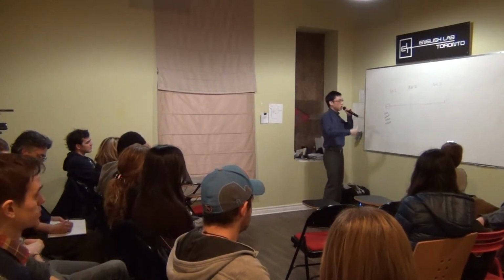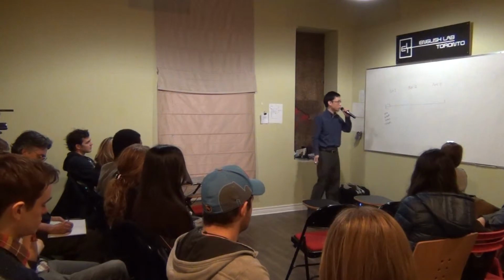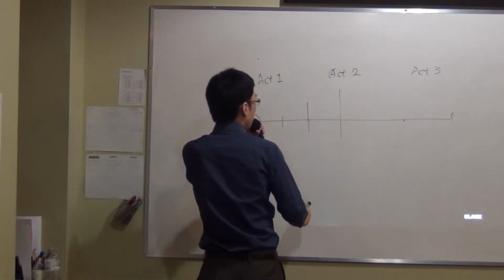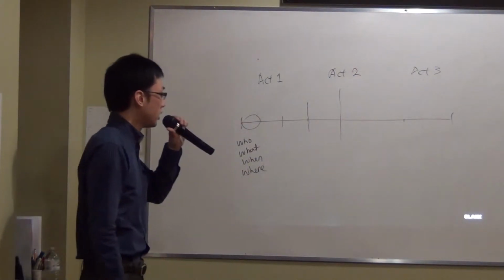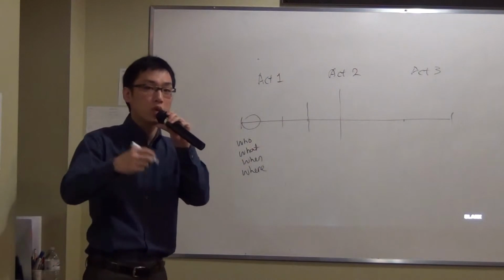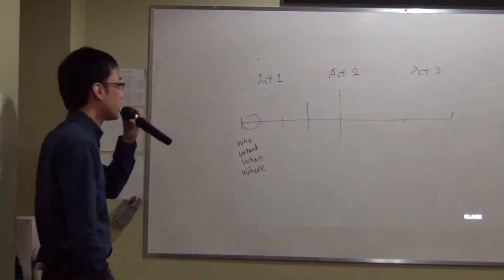Now we're slowly getting into the chaotic world. This is the Act 1 break. This is the Act 1 break. This is really kind of a threshold. This is the gate before we get into chaos, right?